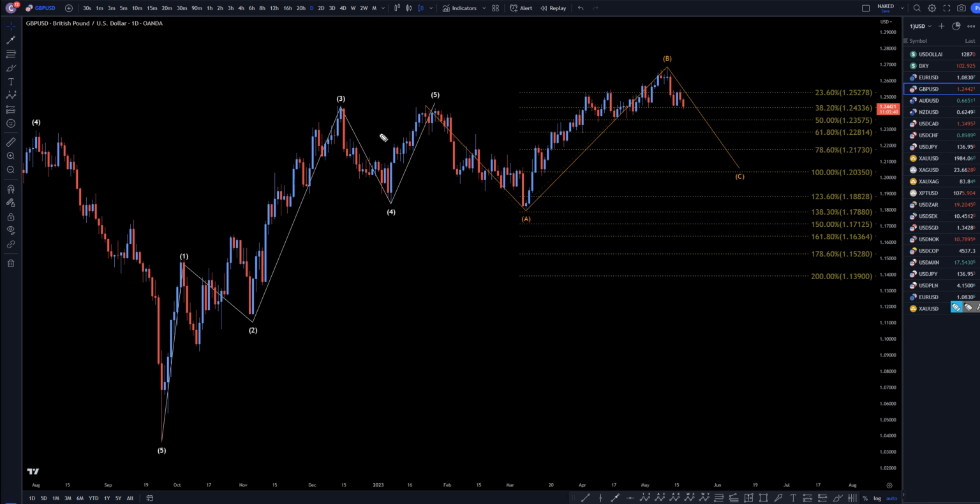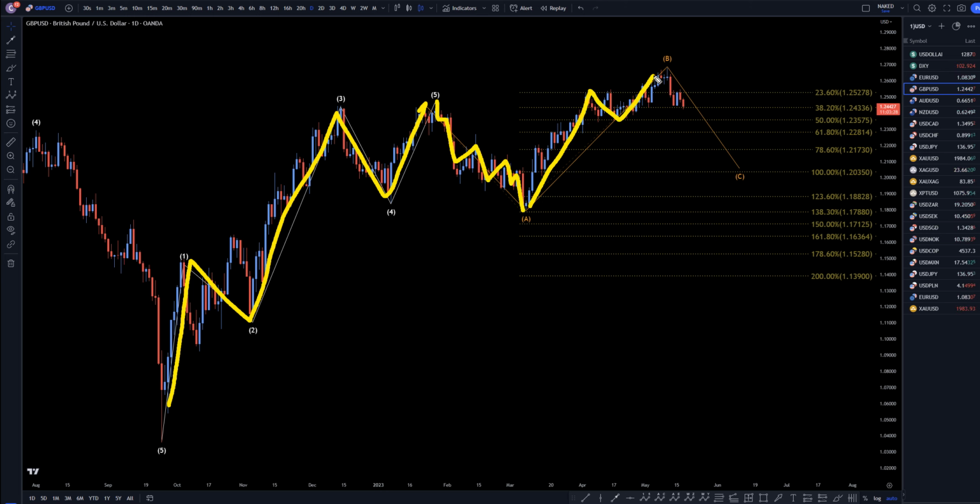So on the daily time frame, this is where you can see this uptrend. It's very clearly a 5-wave pattern, 1, 2, 3, 4, 5. And then this right here probably is a downtrend, probably an A. This is probably an A, B, C of B.